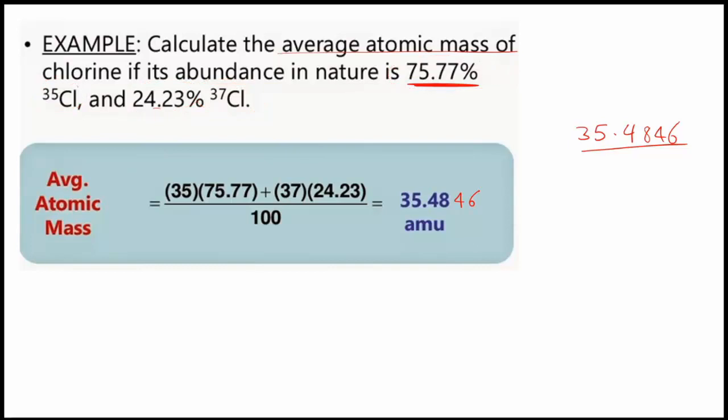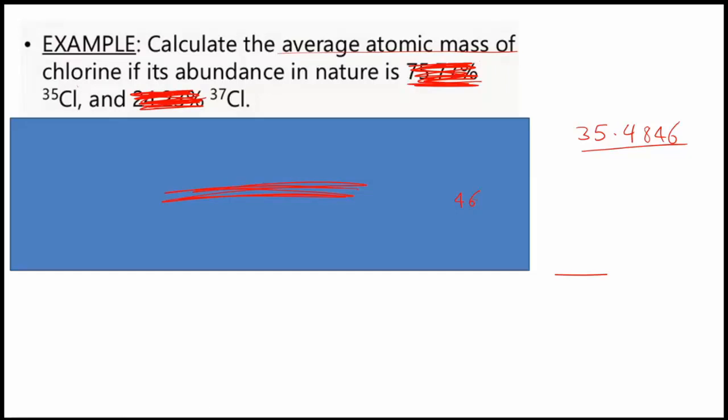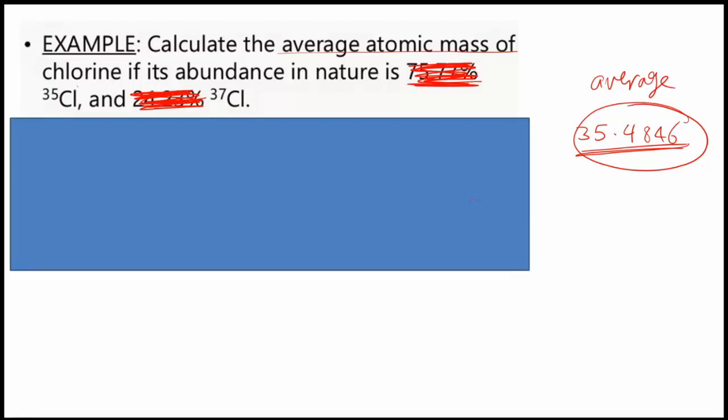What if I tell you that these percentages are not known? These percentages are not known, but what's known actually is the average mass. The average mass of chlorine is 35.4846, and there are two isotopes of chlorine, chlorine 35 and chlorine 37. Can you calculate the percentage or the abundance of each one? Yes. How to do that?